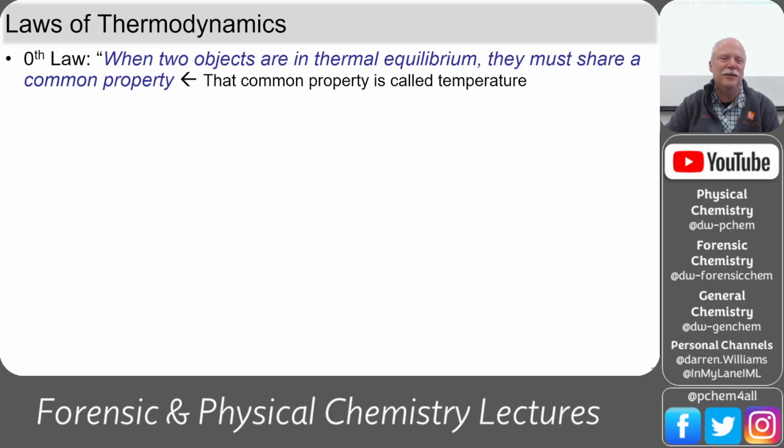So the official statement is when two objects are in thermal equilibrium, they must share a common property. Sounds pretty basic, right? And so what do we mean by them being in thermal equilibrium? When they share a common property, and that property is temperature.